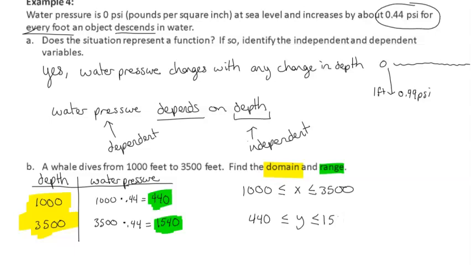Okay, so remember that independent is going to go with x or input, and dependent is going to go with y or output. That's kind of the key there. And domain goes with input and range goes with output.